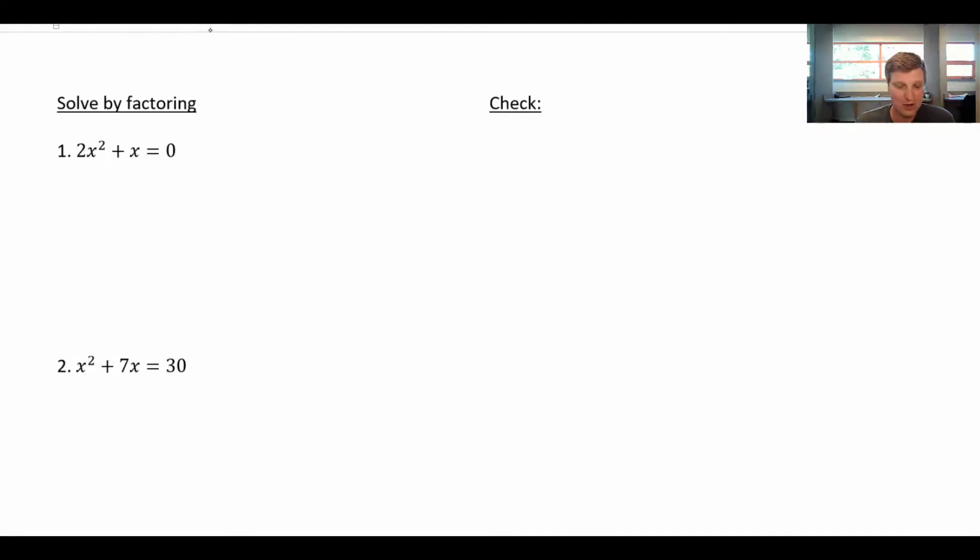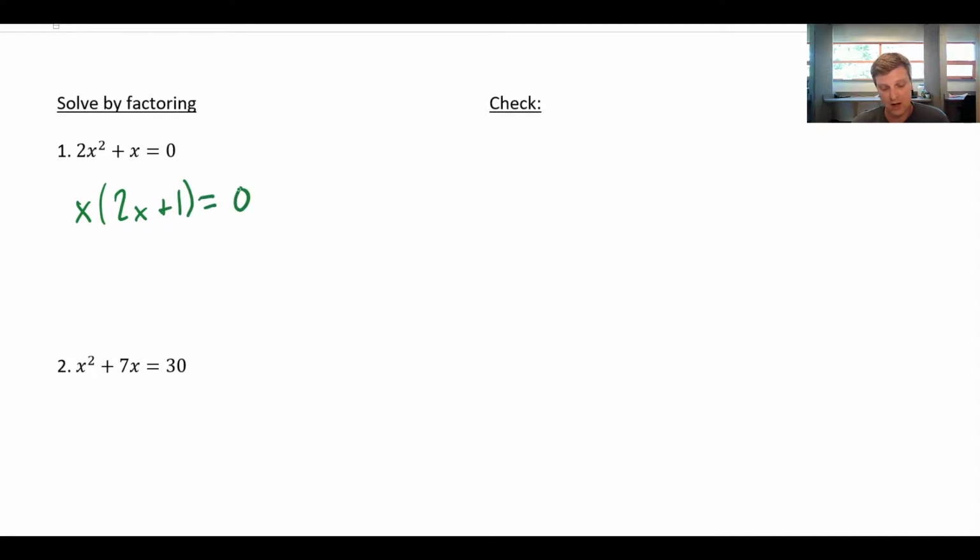So now that you've paused and tried them out, I'm going to factor this one right here. 2x squared plus x equals 0. That looks a little different. There's no c term here. That looks like it's going to be more complicated, but in actual fact, it's going to be easier because I'm just going to factor out the x directly. And I'm going to get x times 2x plus 1 equals 0.